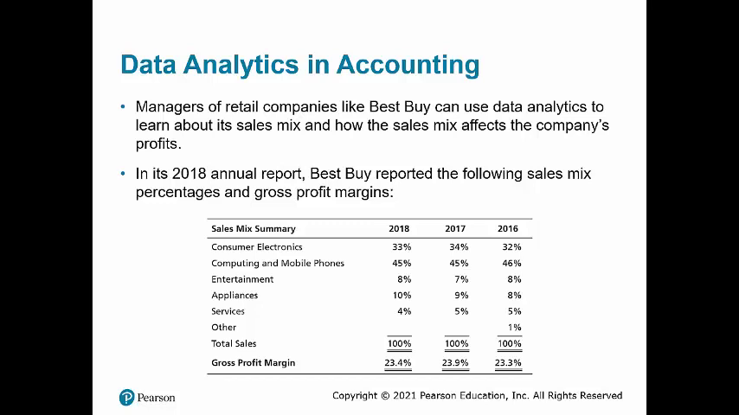For example, we can see that the percentage of sales in the appliances revenue category has increased, while the percentage of sales in the services revenue category has decreased. Managers need to know the effect this trend will have on overall profits, and if needed, make adjustments in how the categories are promoted. So once again, data analytics can provide the information needed to make these kinds of decisions. And that is the conclusion of the presentation for Learning Objective 5.